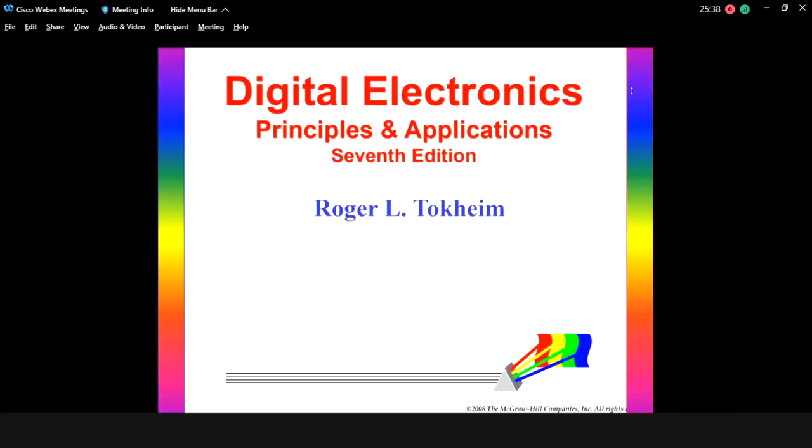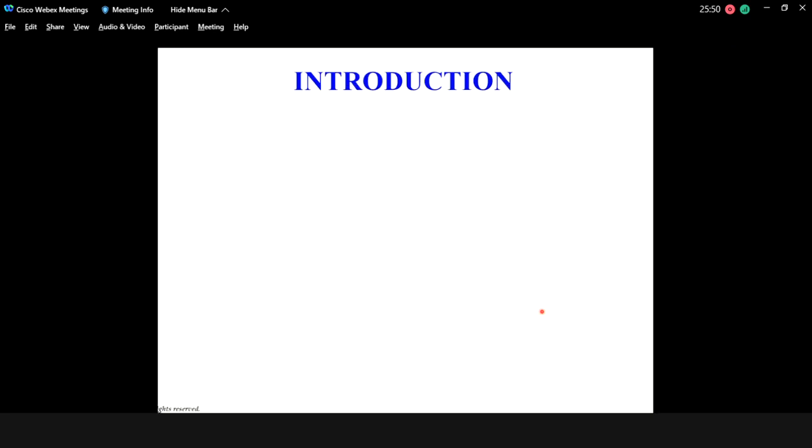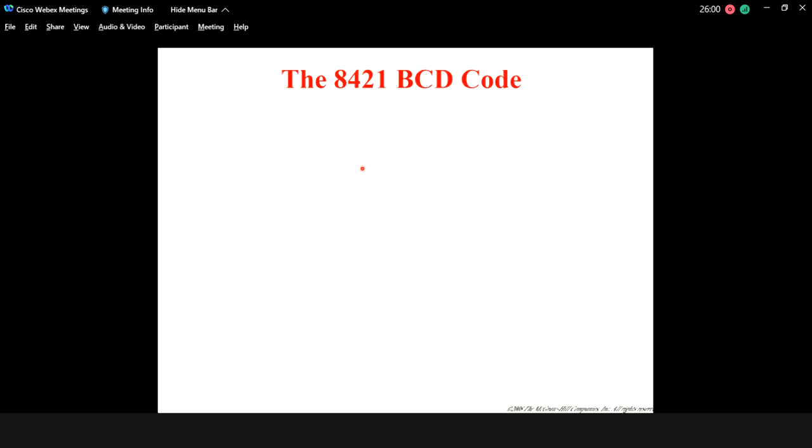Now we're going to continue on encoding and decoding. So this one we will go very fast. We just want to get an idea of what is meant by encode and decode.